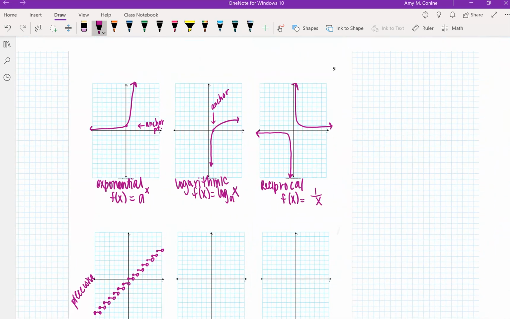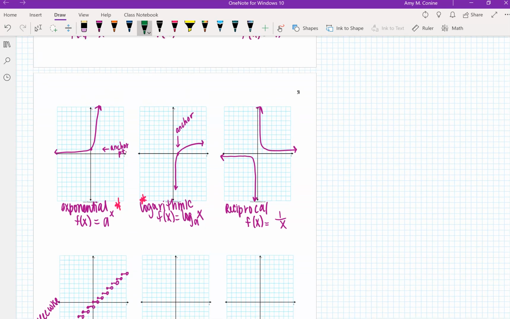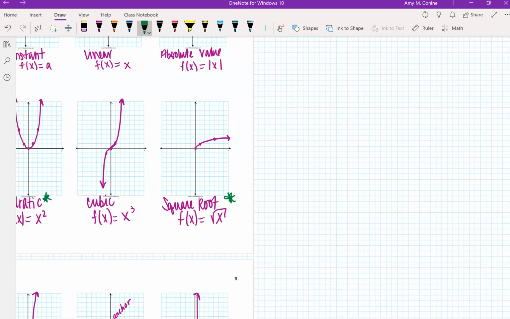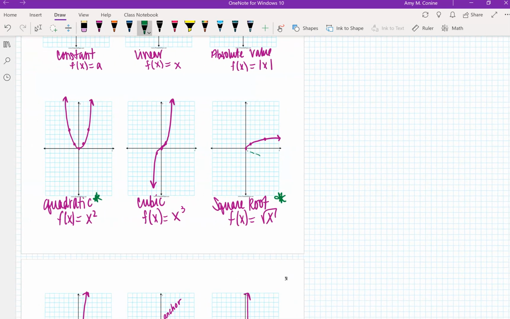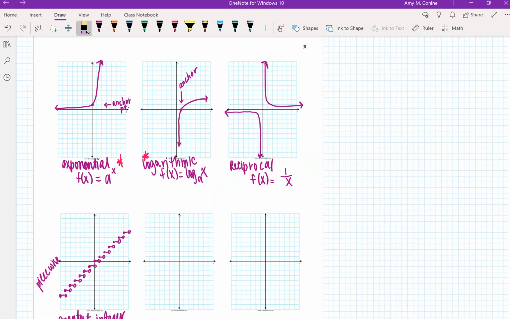If you look, I'm gonna take a look at this. So exponential and logarithmic are inverses of each other. So you can kind of see that if you were to reflect them over that y equals x invisible line, that they would be inverses of each other. And then quadratic and square root are also inverses of each other. It's just square root, we don't draw the other half because we can't have negatives in our square root function. Okay, that gives us complex answers, and we're not there yet. Okay, so those are our parent functions.